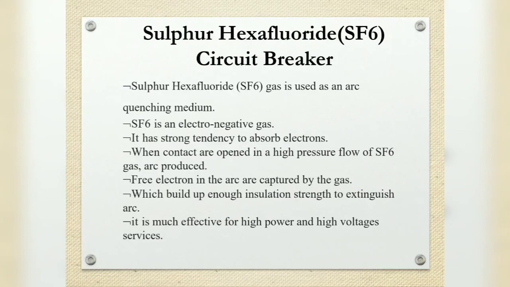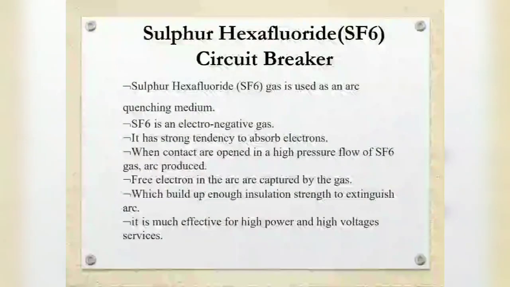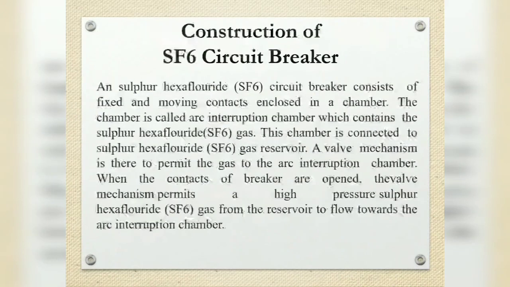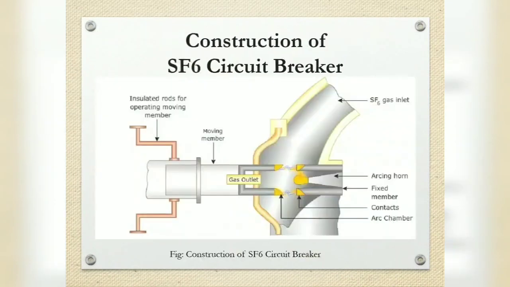The point to be noted: SF6 is an electronegative gas. It has a strong tendency to absorb electrons when the contacts are open. In a high pressure flow of SF6 gas, the arc is produced. Free electrons in the arc are captured by the gas, which builds up enough insulation strength to extinguish the arc. This is the SF6 circuit breaker.